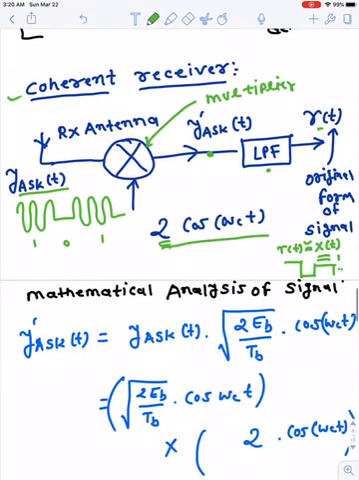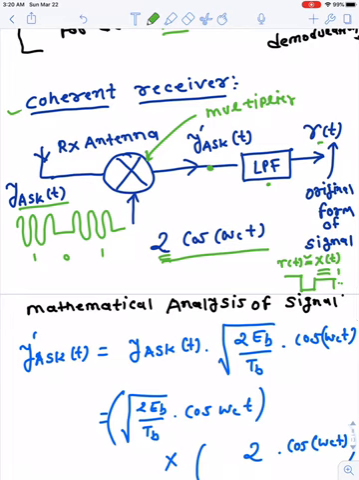So we will see the mathematical expression of how this can be achieved. Let's say this point is x1, and this point here, where we get the original signal back, is y1. So how can this journey from x1 to y1 be achieved? We will see about this.